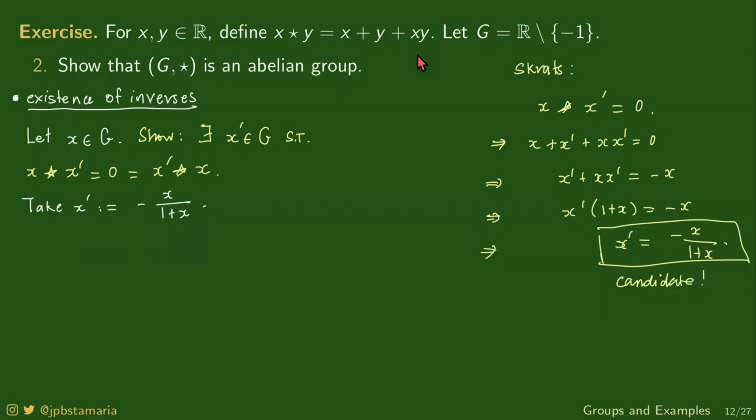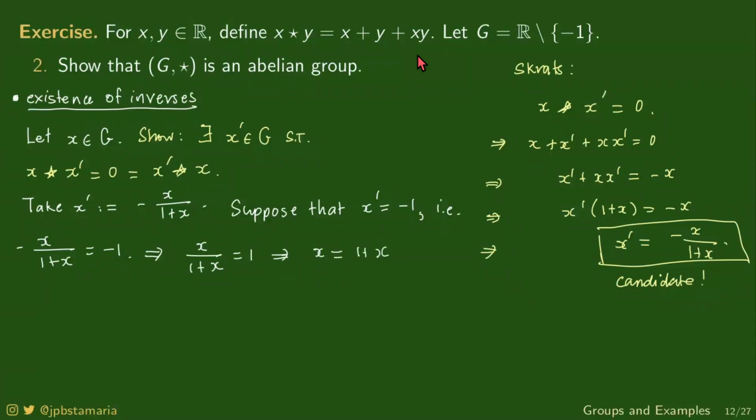Proof by contradiction. So, we will suppose that x prime is negative 1. That is, minus x over 1 plus x is negative 1. Anong mangyayari? Multiplying by 1 plus x on both sides, ito yung mangyayari. And then subtracting x on both sides, ano mangyayari? That's 0 equals 1. Of course, this is a contradiction.